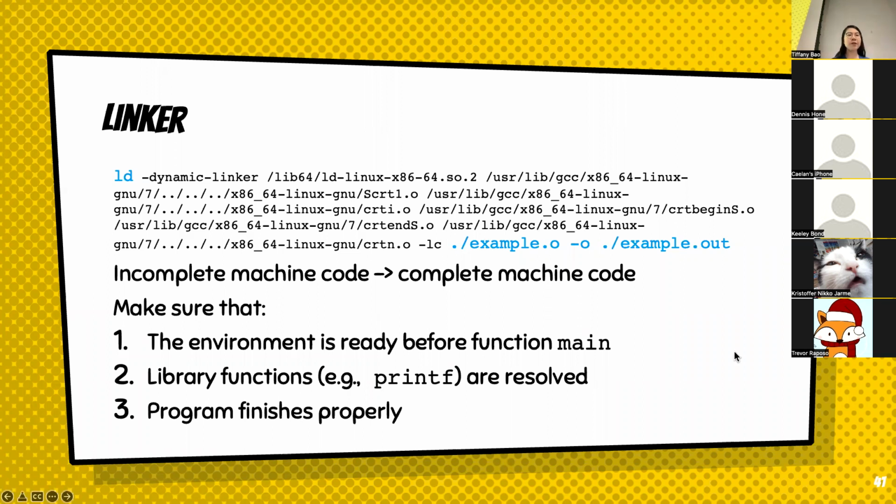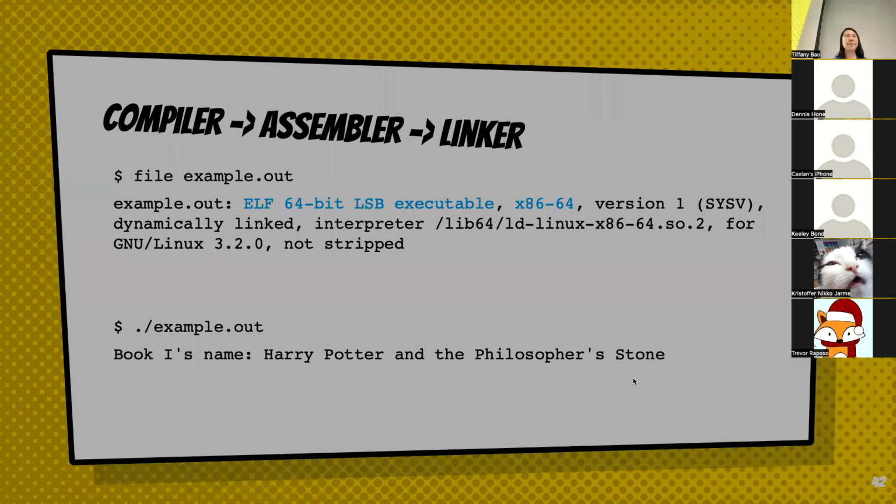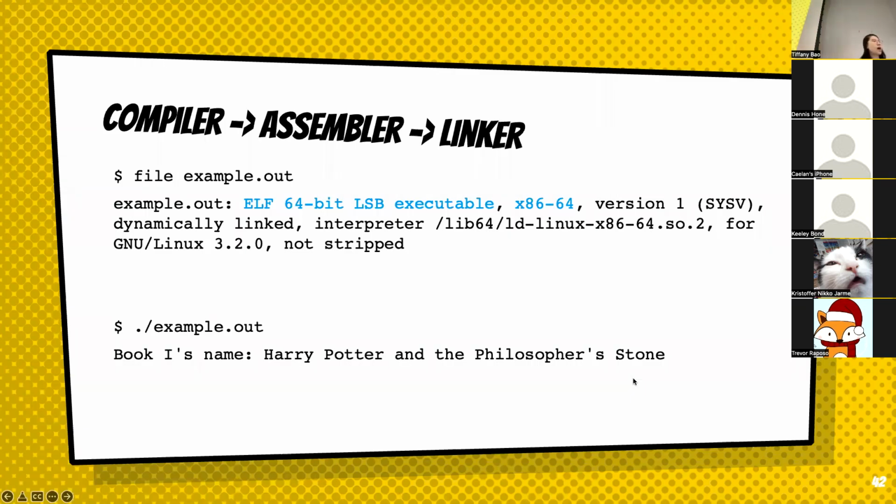So if you already have a .o file, then you could run this very long LD command that will link those existing libraries that have been installed in your operating system, and here specifically it is the Linux operating system. Then you will be able to generate an actually runnable code, which is the .out file. Again, the linker will make sure that the environment is ready before function main, it will resolve those library functions, and it will also make sure that the program finishes properly. Combining the three steps together, we have the actual example.out file.